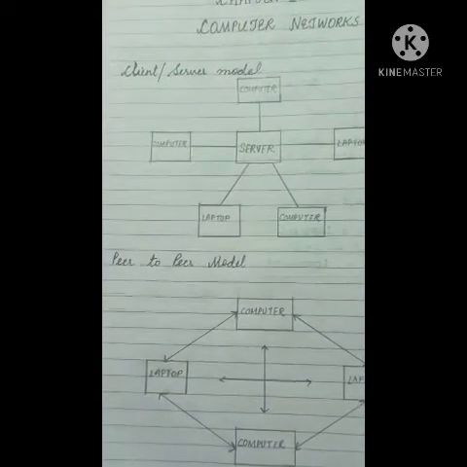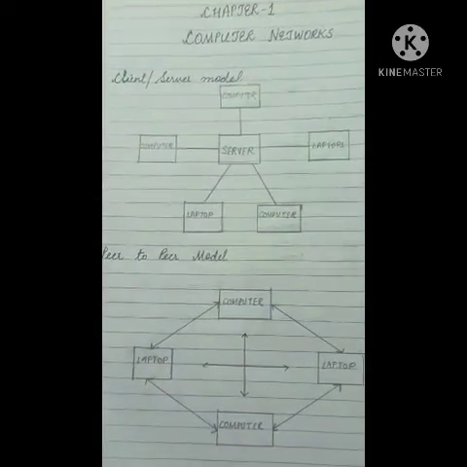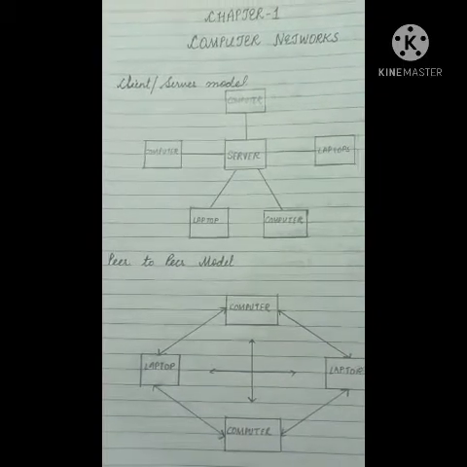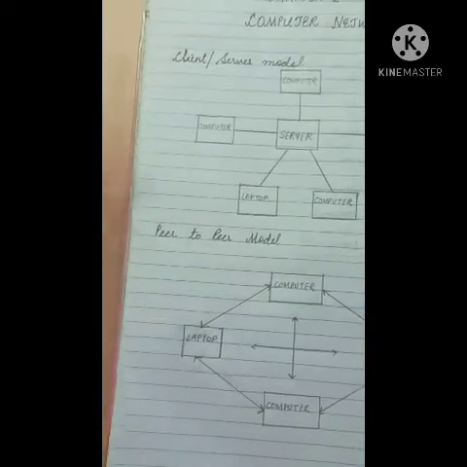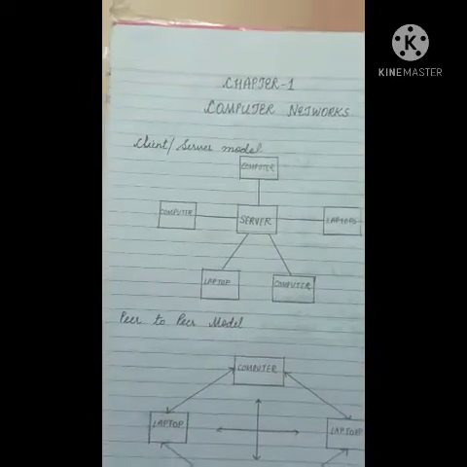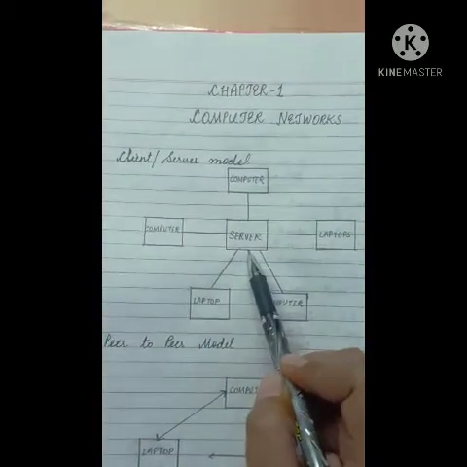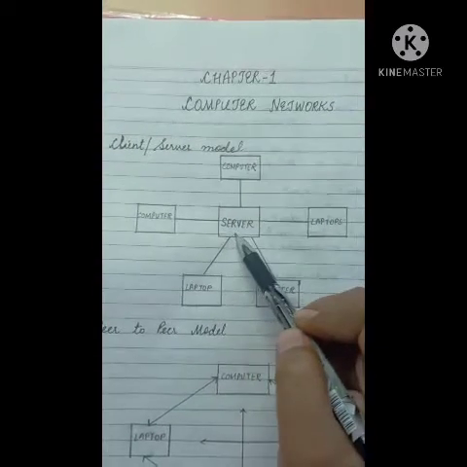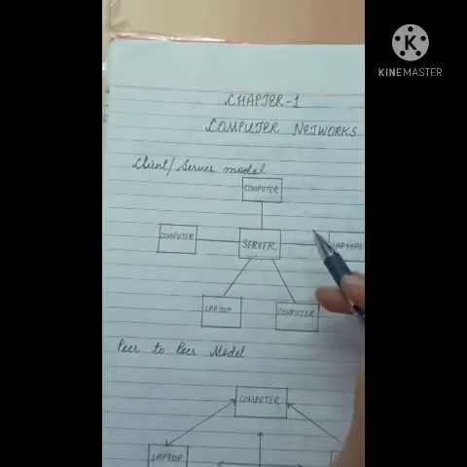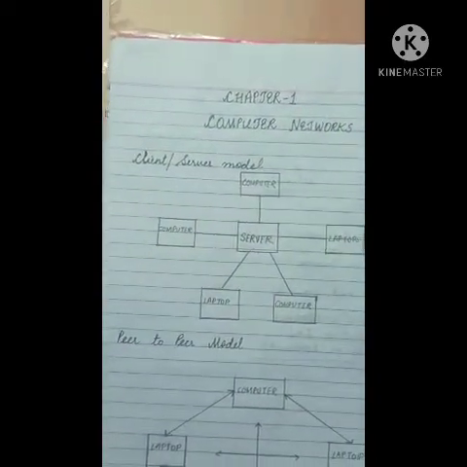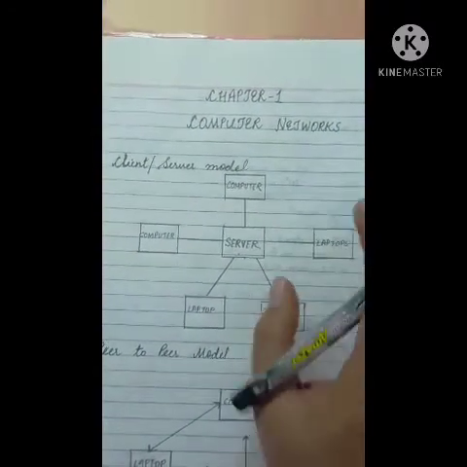This is the most common model used in computer networking, and here you can see the client server model. In this model you can see that there is a central computer. This central computer is called the server, and the function of this server is that it stores all the information and data, and other forms of resources.